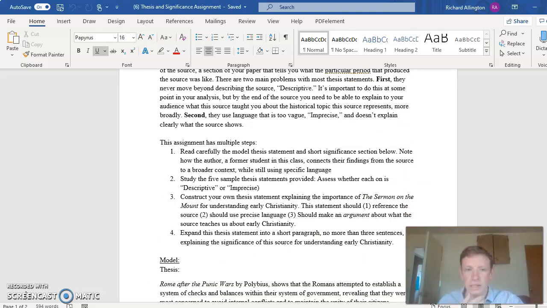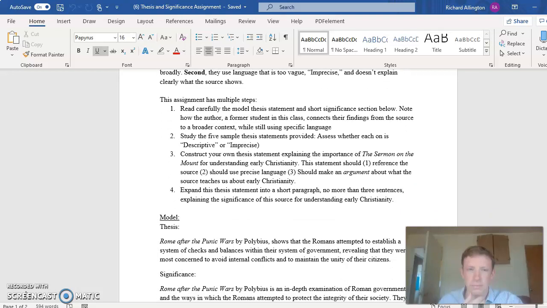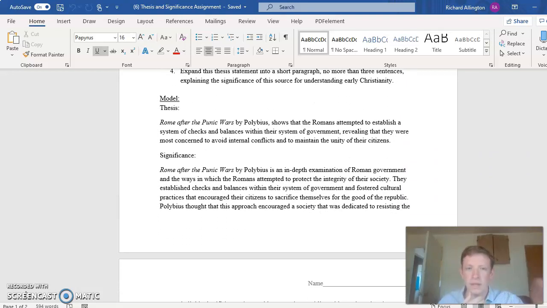Okay, now to the assignment itself. First, I've provided you with a model thesis and a model statement of significance here. What does the thesis do? It names the source. It begins with the source. Always name the source and begin with the source. Rome after the Punic Wars by Polybius shows that the Romans attempted to establish a system of checks and balances within their system of government. So it's based on the source.